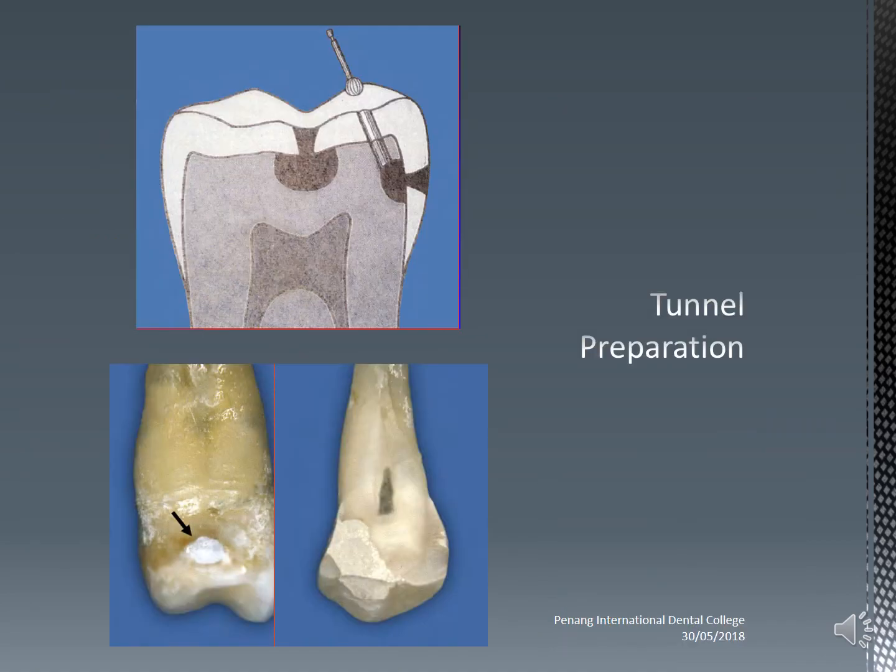Tunnel preparation is a conservative way of restoring the approximal or proximal lesions where the marginal ridge is unaffected. So a tunnel is prepared from the occlusal surface, keeping the ridge intact, and towards the proximal surface to remove the carious lesion. This is not an easy method of preparing the tooth because there are chances of caries not being removed or being left behind at the proximal area. So it is not a very popular method of restoring a proximal lesion.